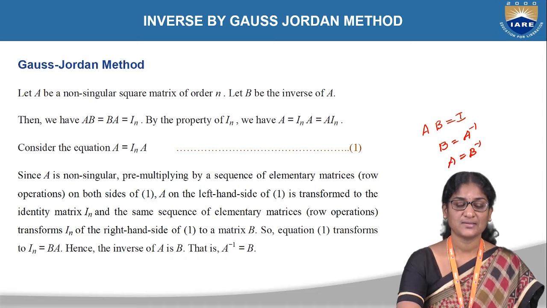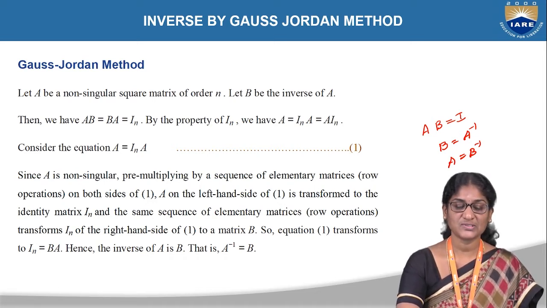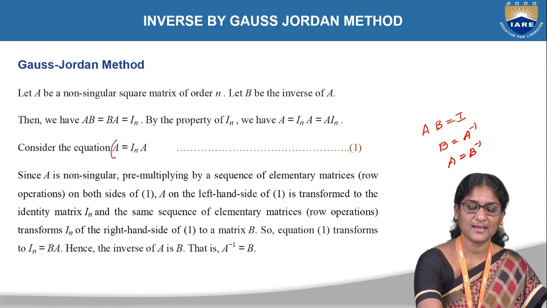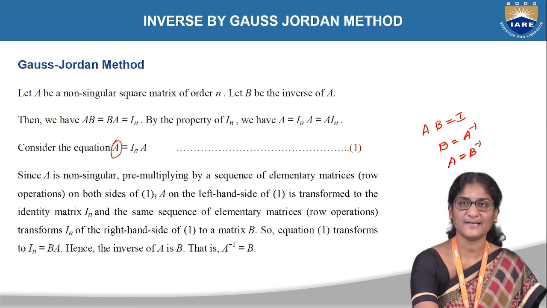So let us suppose that capital A is a non-singular square matrix of order n. Let capital B be the inverse of A. Then we have A into B is equal to B into A is equal to In. By the property of In, A can be written as In into A or A into In. Consider A is equal to In into A. You start doing row operations, that is Gauss operations, such that the left hand side matrix is converted to identity.